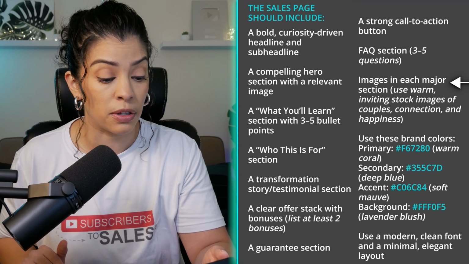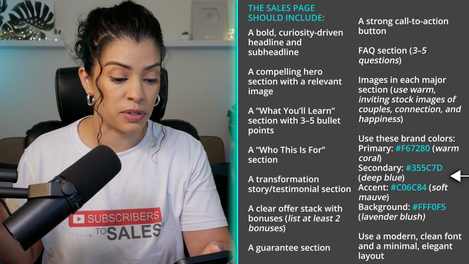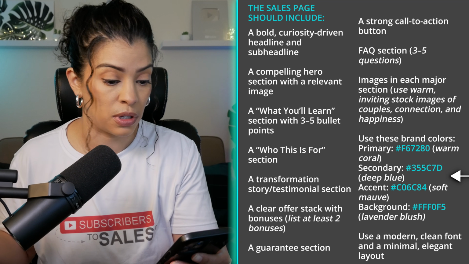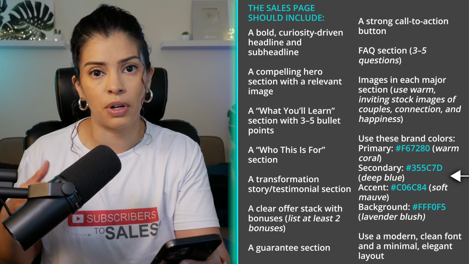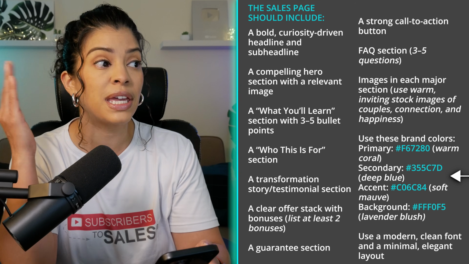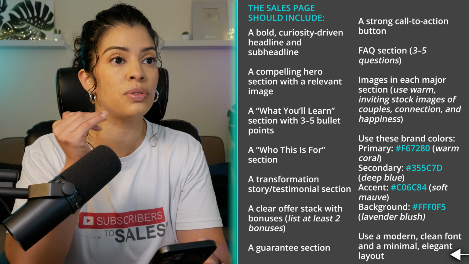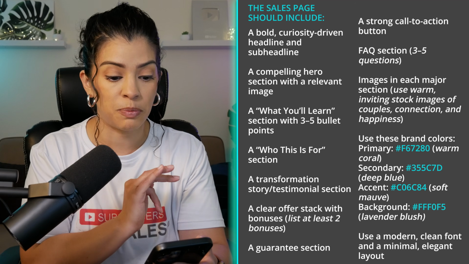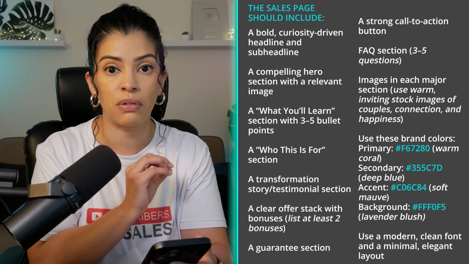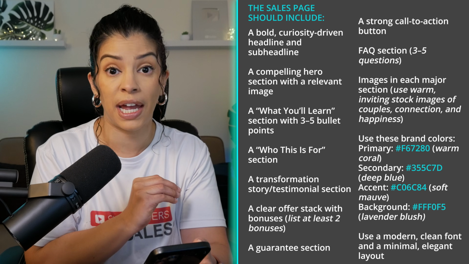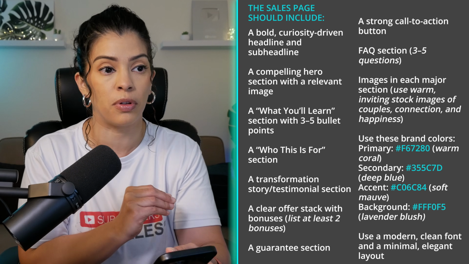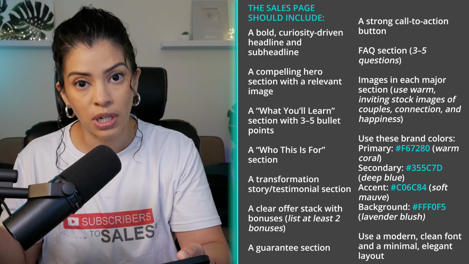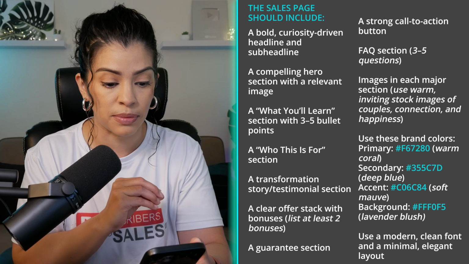And I even gave it colors. I said, use these brand colors. So primary color, and I gave it a hex code, F67280, which is warm coral. So I gave it everything. And you can just go to any chat and say, create me a prompt for this AI funnel builder to build me a highly profitable sales page in your niche, and tell it about your offer, etc.